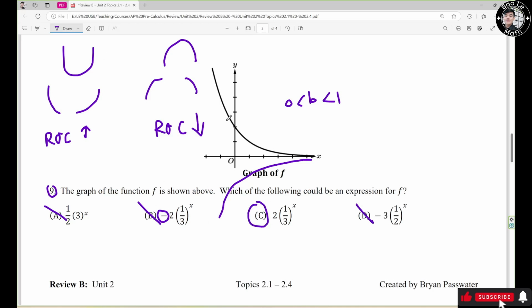Now we can use the y-intercept to check. The y-intercept right here is (0, 2). So we substitute 0 for x in this situation. The answer must be 2. Because f of 0 equals 2 times 1/3 to the power of 0. It's going to be 2 times 1, because 1/3 to the power of 0 equals 1. So it's 2, so the y-intercept is 2. So the answer must be C.